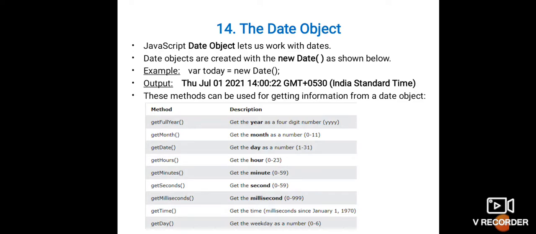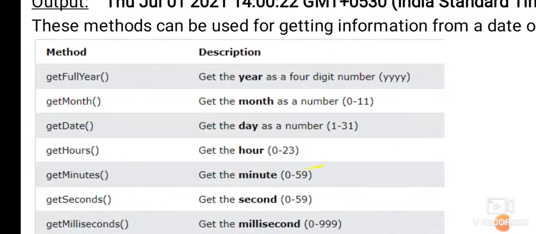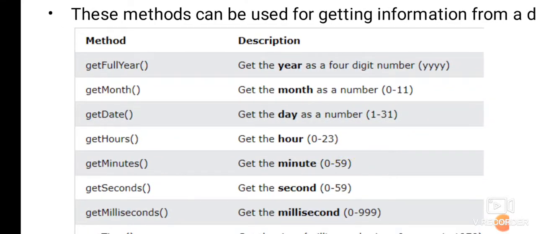Like this, the output is going to be displayed, and there are many methods that can be used for getting the information from the date object. For example, getFullYear. This is one of the methods. You can see in the table, getFullYear. This is used to get the year in 4-digit form, that is YYYY. If you want to display a year in 4 digits, we are using getFullYear. Next, getMonth. It is used to display a month as a number in the form 0 to 11. 0 means January, 1 means February. Like this, we are going to use 0 to 11.